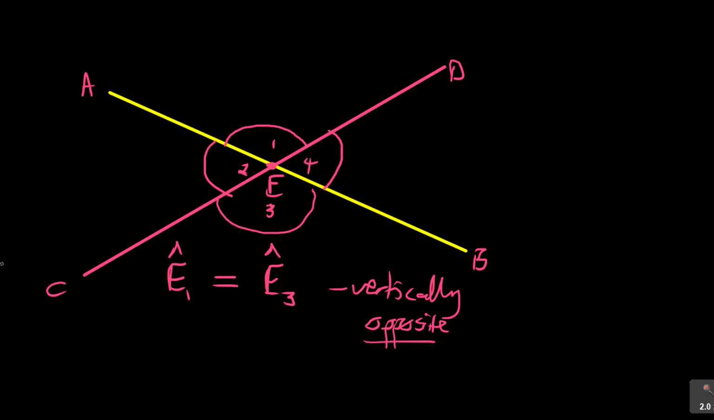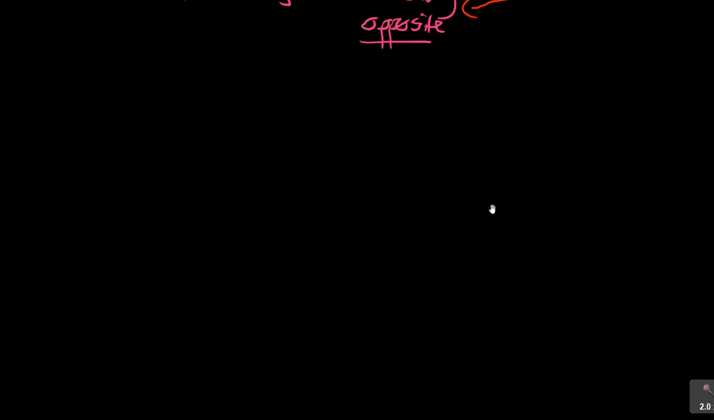There is another set of vertically opposite angles. Yes, it is this one, this one and that. See these two? So E2 is equal to E4, which is correct. Why? Because they are also vertically opposite angles. So it doesn't matter how you approach them. If I just draw any two lines like this, the moment there are two lines, that angle is equal to that angle, and this angle is equal to that angle.